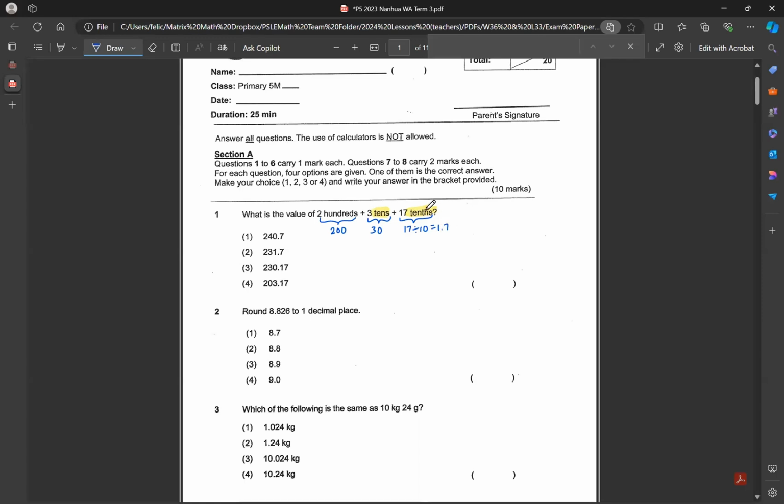If you treat the decimal point as after the 7 and move it backwards one time because you divide by 10, that's how you get 1.7. If you add all this together, this will be 230, plus this is actually 231.7. So it's option 2.